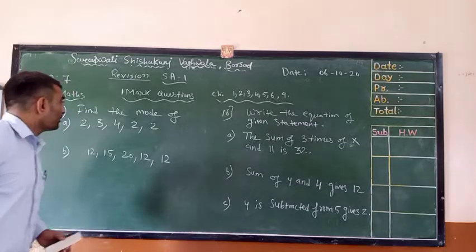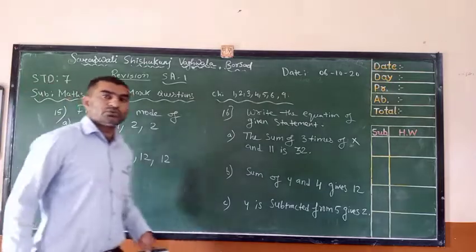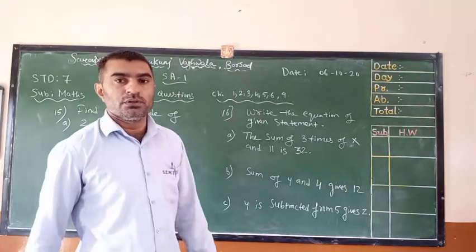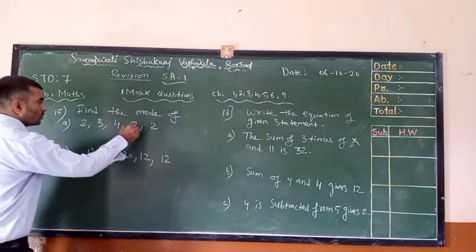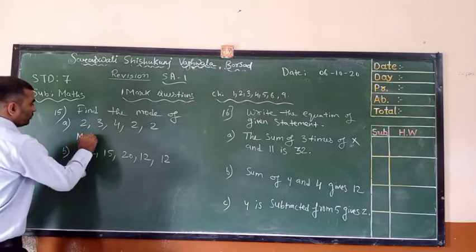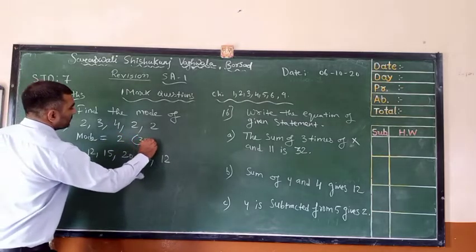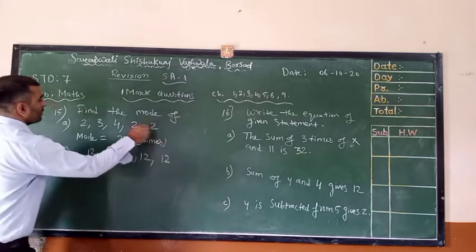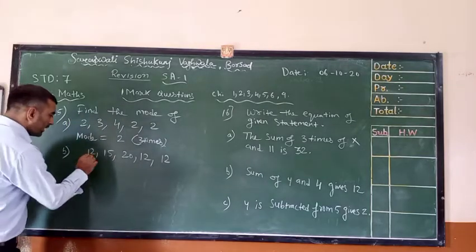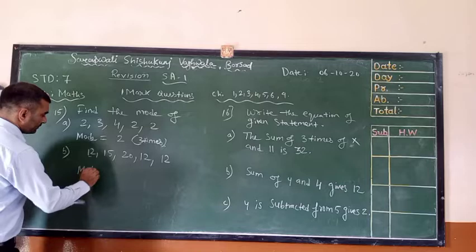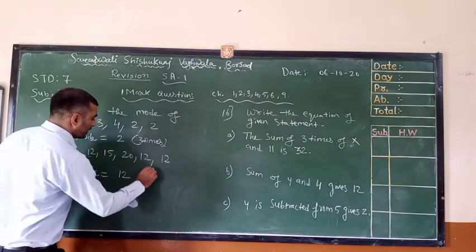The next question is to find the mode. Mode means the most often occurring data. Here we have 2, which appears 3 times: 1, 2, 3 times. So 2 is the mode. And in this question, 12 appears how many times? 1, 2, 3. Again 3 times.